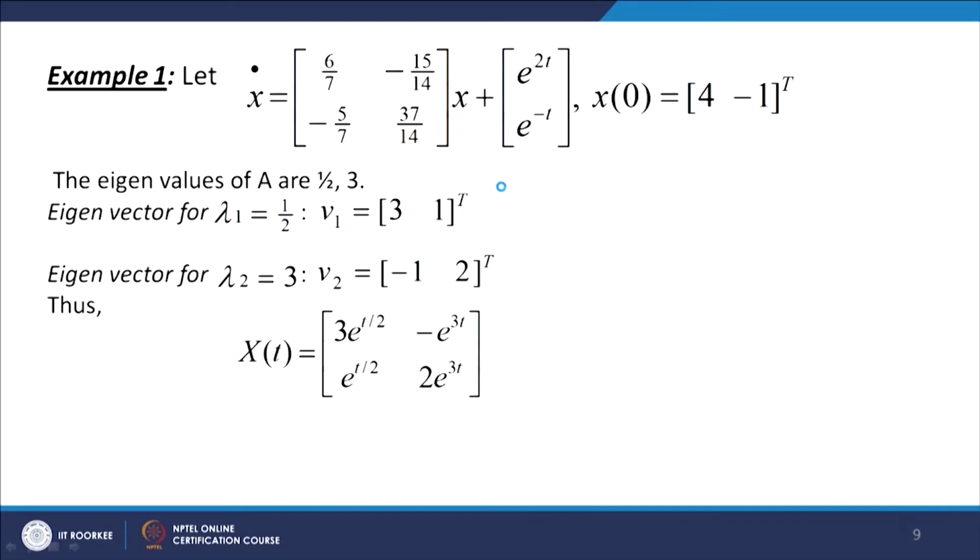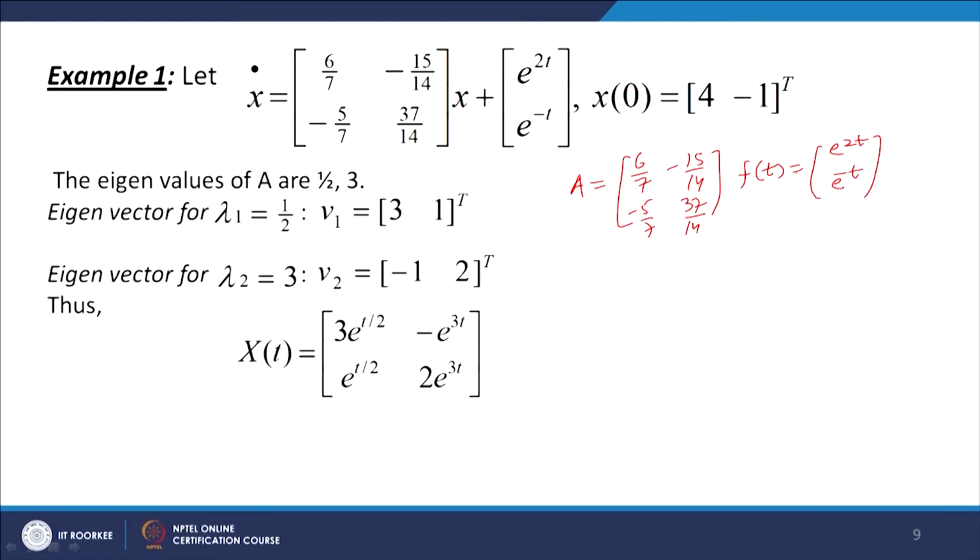Let us take an example x dot = Ax + f(t). So, A here is this matrix with entries 6/7, -15/14, -5/7, and 37/14. This is matrix A, and f(t) is equal to the vector (e^{2t}, e^{-t}).